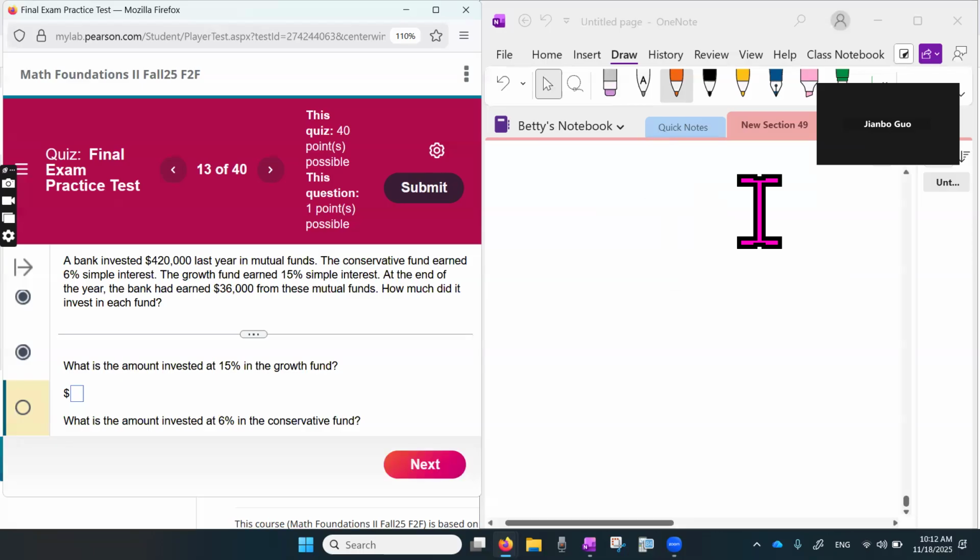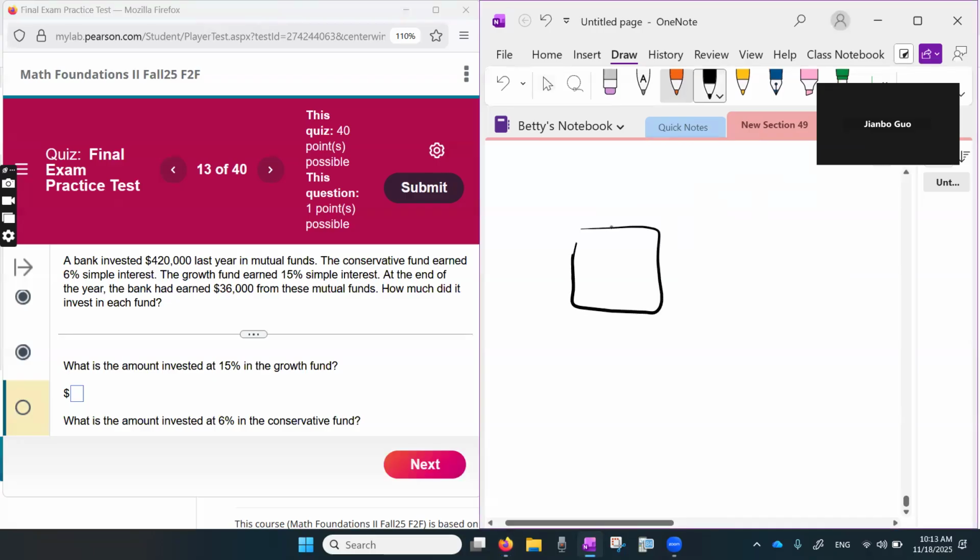Okay, I'm going to draw 2 boxes to represent 2 funds, okay? Follow the order that I see those funds. The first fund I see is a conservative fund. Interest rate is 6%. I put a 6% on top of the box. That's a conservative fund. The second box is going to represent the growth fund, 15% interest rate.